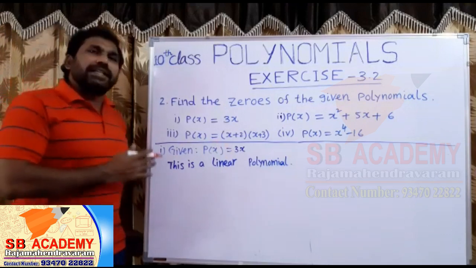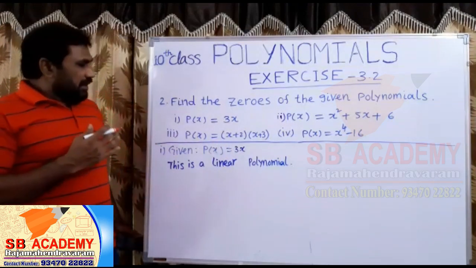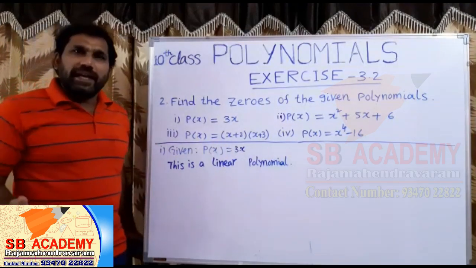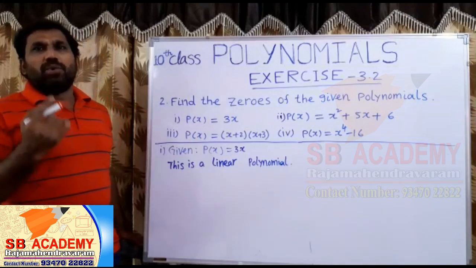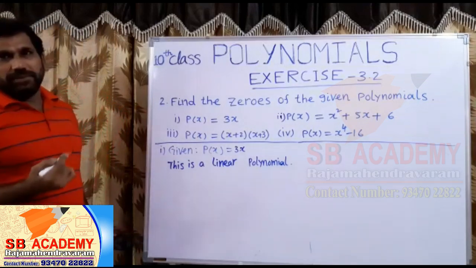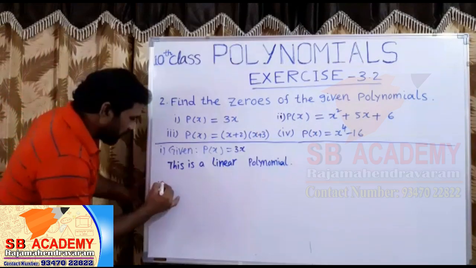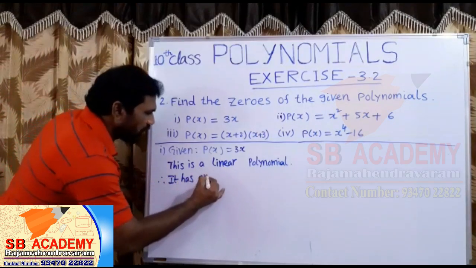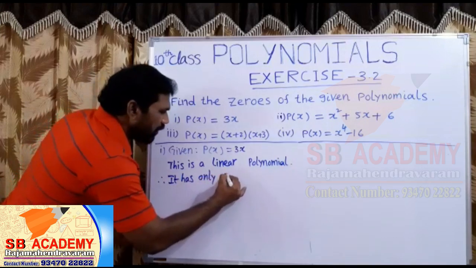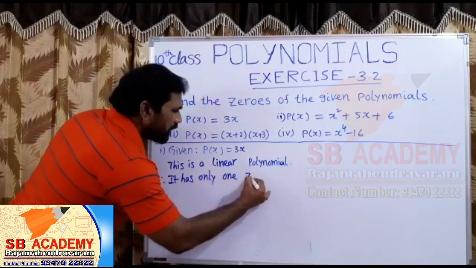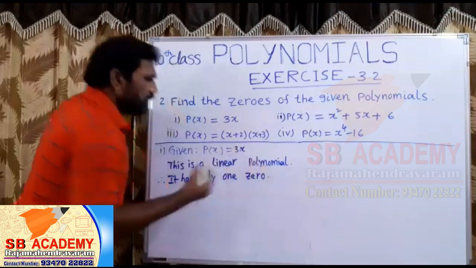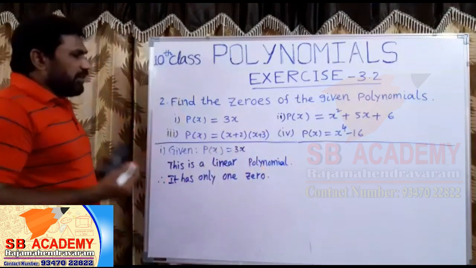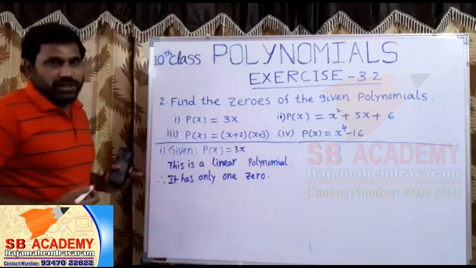Already we discussed in the last session, the polynomial of degree 1 has only one zero, right? So therefore it has only one zero. Okay, so now we will find out what is that zero.